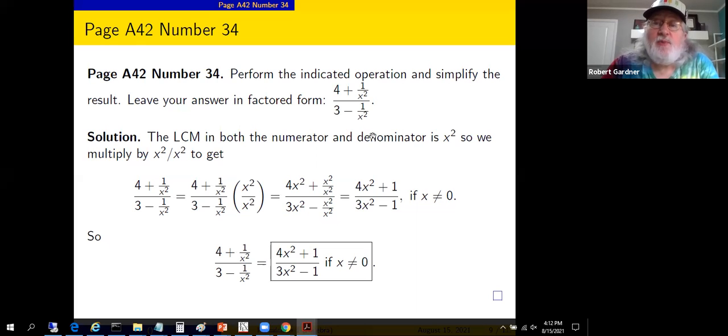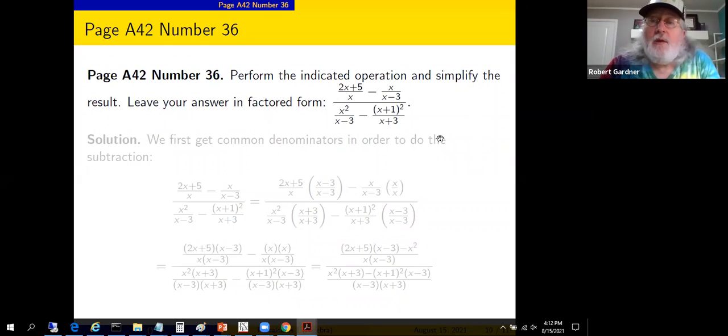So the original expression is equal to all of this. If you leave the "if x doesn't equal 0" part off, it's wrong. It's very subtly wrong, but wrong is wrong. I give partial credit for that, but there's a deep concept going on here with this idea about excluding x equals 0. These two functions, they're not the same. They're the same everywhere except at x equals 0. That's why you've got to write this in on the right-hand side.